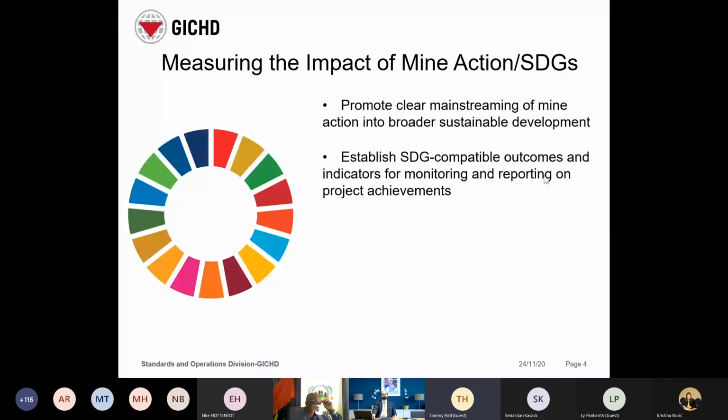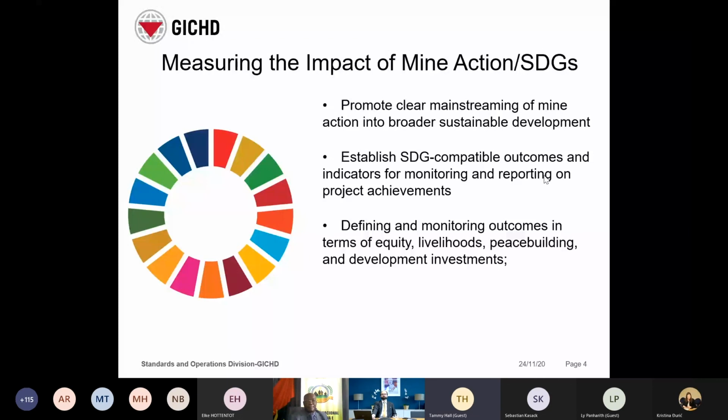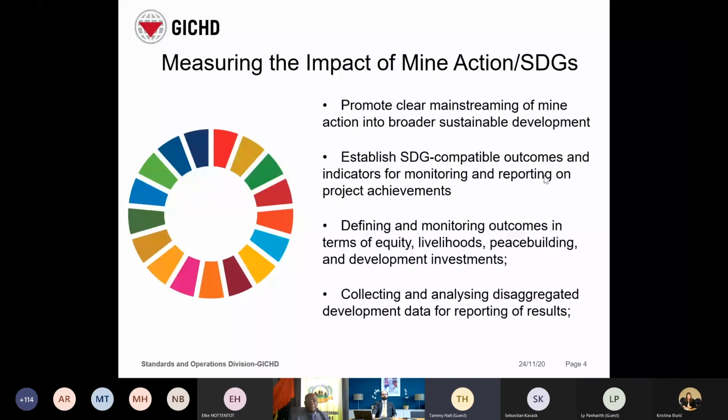They look at the importance of SDG compatible outcomes. Of course, this kind of outcome reporting, information on beneficiaries are germane to being able to measure outcomes properly. And looking at monitoring livelihoods, peace building, and development investments, all those areas are germane to us looking at how Mine Action affects the SDGs, and looking at this issue of beneficiaries will also feed into that, I believe. And of course, looking at collecting and analyzing data and being able to disaggregate it as much as possible allows us to bring a greater complexity to our analysis. And as we know, analyzing outcomes is a complex business.